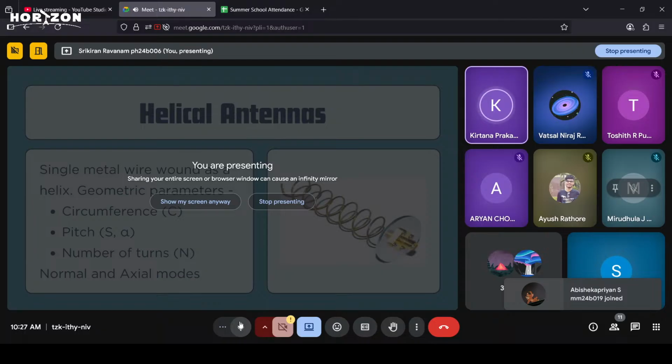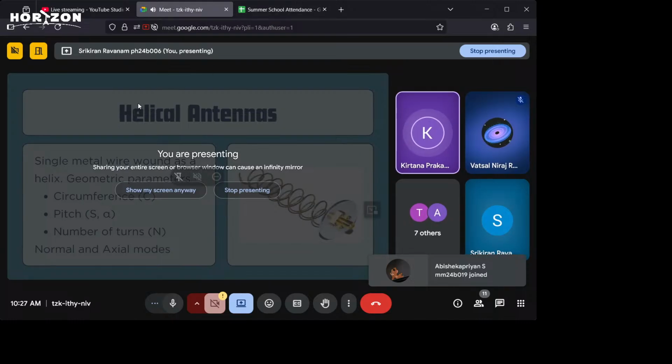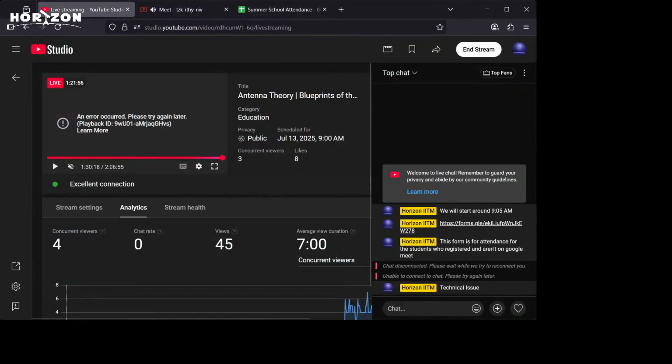Let's take a closer look at helical antennas. A helical antenna consists of a single metal wire wound as a helix. Some of its geometric parameters which influence its properties are its circumference, its pitch, and the number of turns. The pitch can be measured either as the pitch length, which is the distance between two consecutive loops, or with the angle that the wire forms with respect to the horizontal.